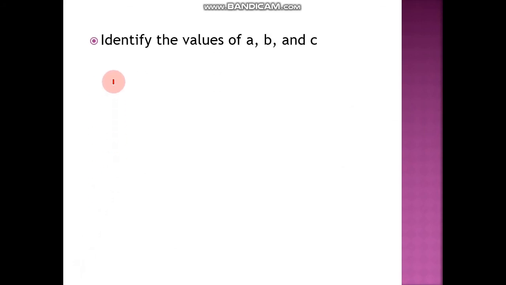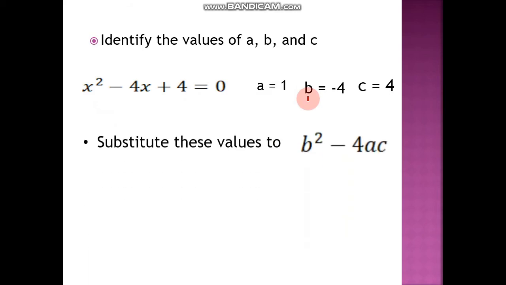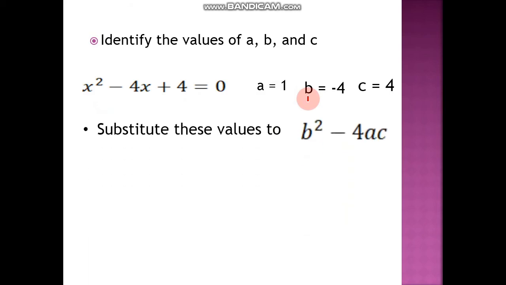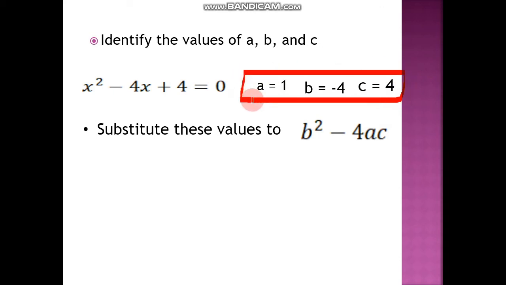Then that is the second step. After transforming the given example into standard form, we can now identify the values of a, b, and c. From x squared minus 4x plus 4 equals 0, our a is 1, our b is negative 4, our c is positive 4. And we use these values to substitute into this equation.